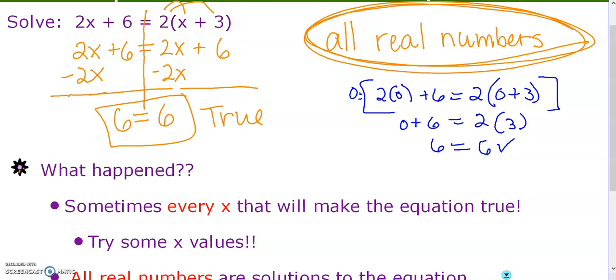So that worked. What if we plug in 4? Let's plug in 4 instead and see what happens. So I'm just putting it in a big bracket so I can see my equation, but I'm going to go ahead and plug in 4.